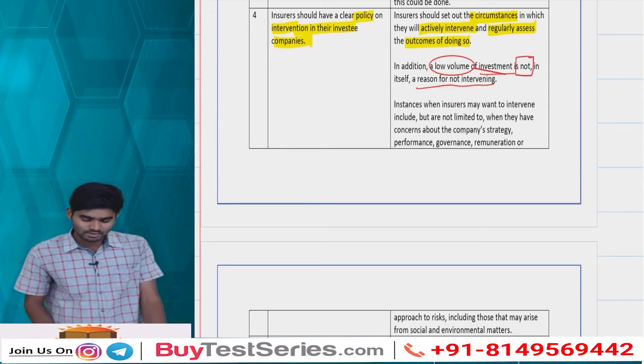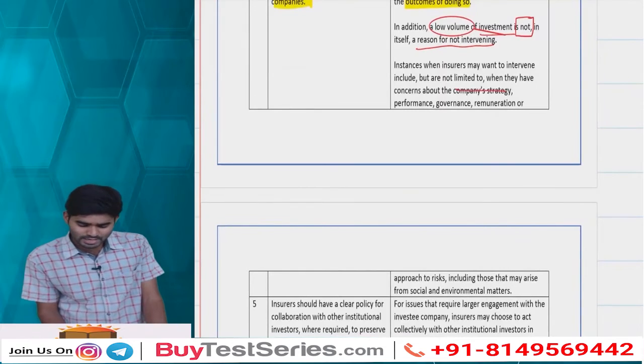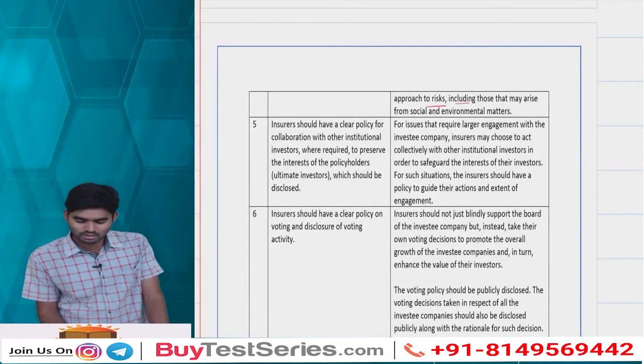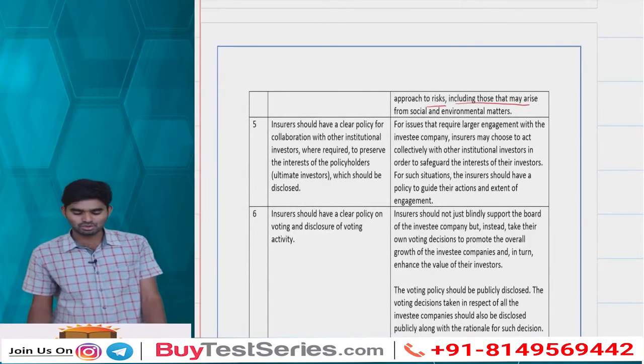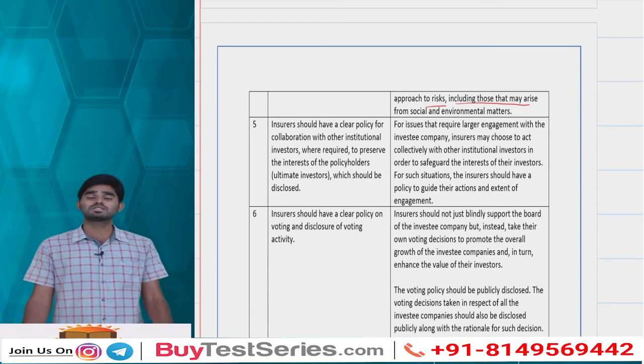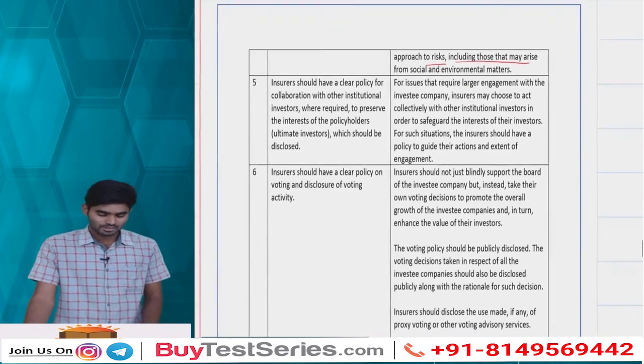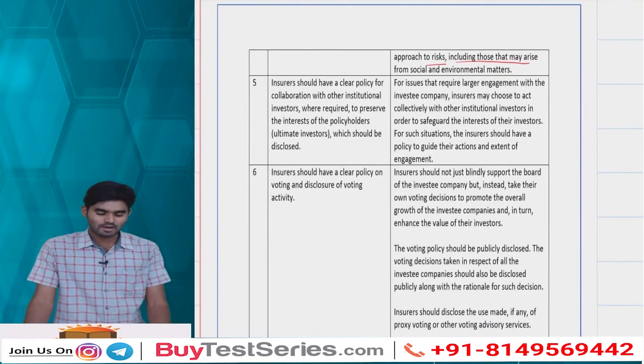So what are those? The company's strategies, the performance, the governance, the remuneration, the approach to risk, including those that may arise from social or environmental matters. These are some factors you need to consider. Clear? Then, insurers should have a clear policy for collaboration with other institutional investors where required to preserve the interest of policyholders and ultimate investors, which should be disclosed.